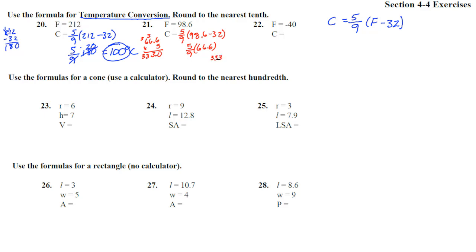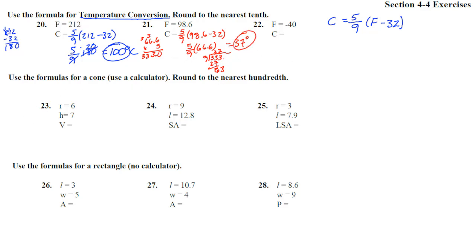333 divided by 9. Okay, 9 goes into 33, not quite 4 times, so 3 times. 3 times 9 is 27. Subtract, and we get 6. Drop down the 3. 9 into 63 is 7. Oh, hey, we didn't even need decimals. So that equals 37 degrees Celsius. Okay, human body temperature, all right.